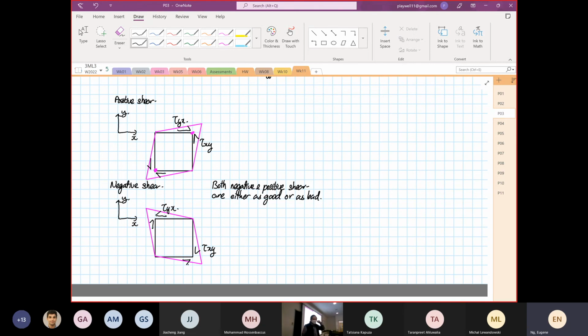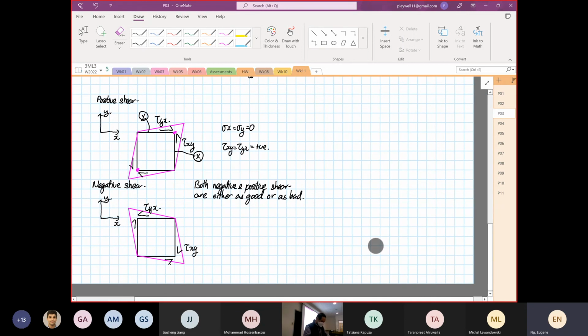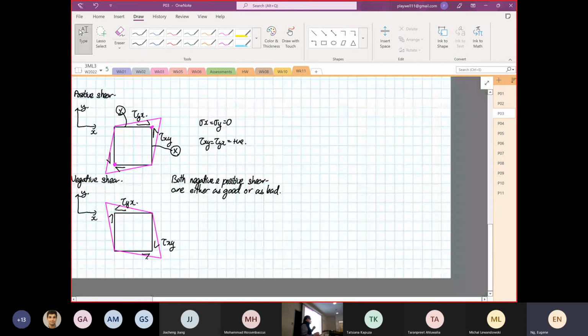Now, let's relate the shear to the Mohr circle. I'm going to call this X again. This will be our Y. That's our X and that's our Y. So you can see over here, stress X is equal to stress Y is equal to 0. Shear XY is equal to shear YX and it is positive, because we call it positive shear. So now we relate this to the Mohr circle.